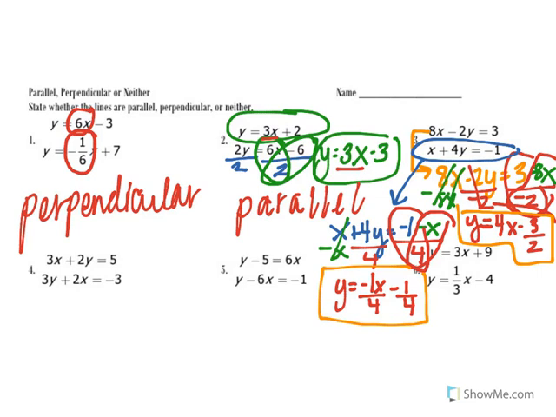So now you're going to compare these two orange equations. If you look at the slope, you got 4x and then you got negative 1/4 x. One is positive, one is negative, and they are reciprocals of each other. So these two equations would be perpendicular.